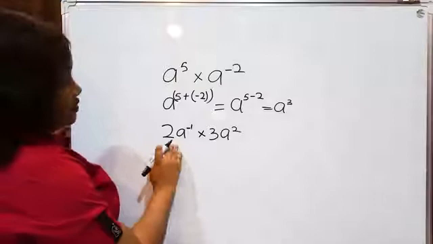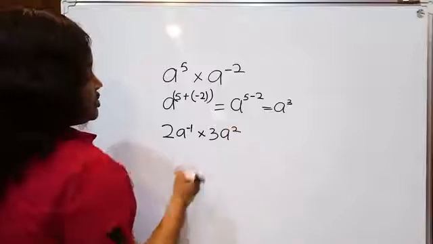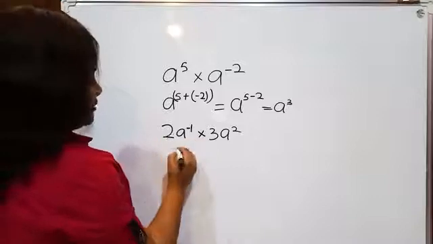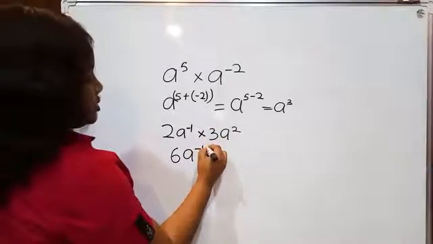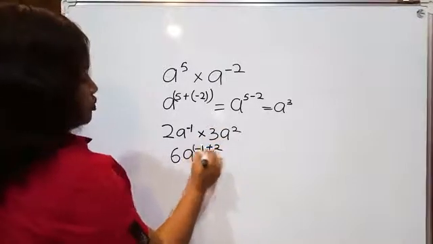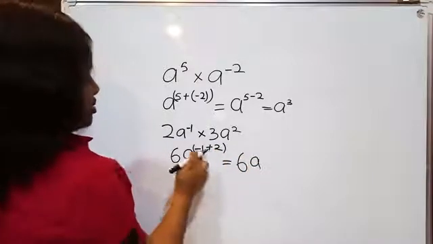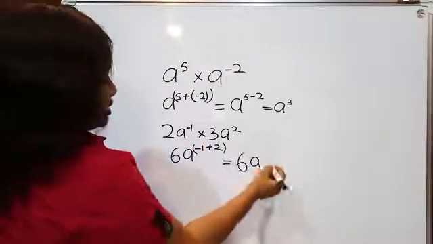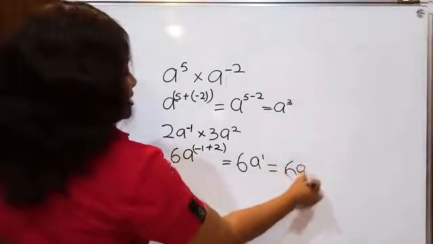Let's try solving this. You have 2a raised to the power minus 1 times 3a raised to the power 2. So of course, we multiply our numbers. 2 times 3, we have 6a raised to the power minus 1 plus 2. Minus 1 plus 2 is 1, and 6a raised to the power 1, because the 1 is not necessary, the answer is 6a.